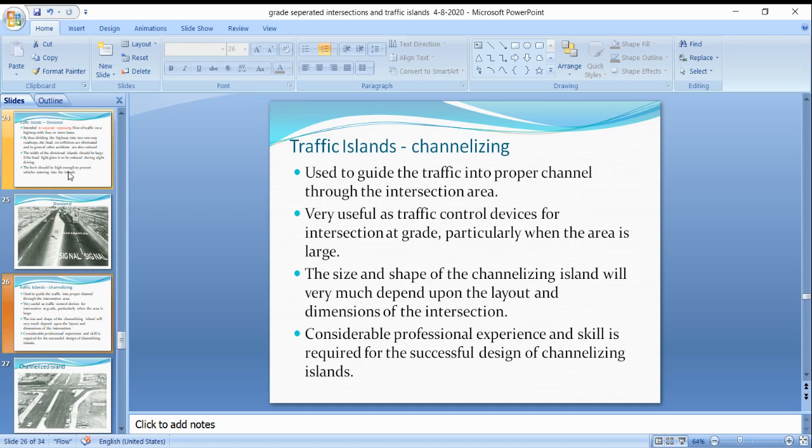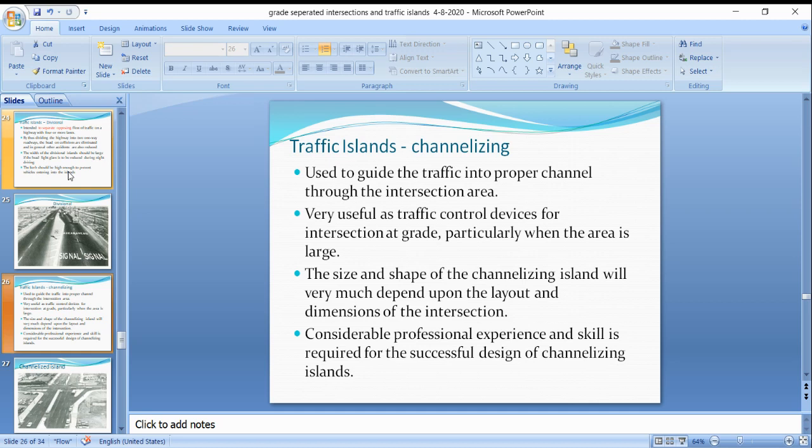So in this, we are guiding the traffic into a proper channel by providing the intersection area. It is very useful as a traffic control device for intersections at grade, particularly when the area is large. Where the area is large, to control the traffic, we will provide these channelized traffic islands. The size and shape of the channelizing island will very much depend upon the layout and dimension of the intersection.